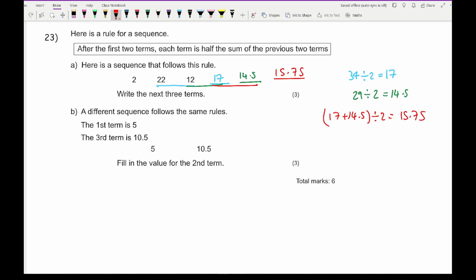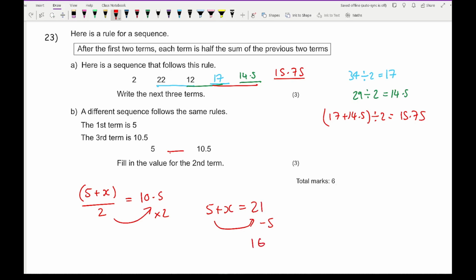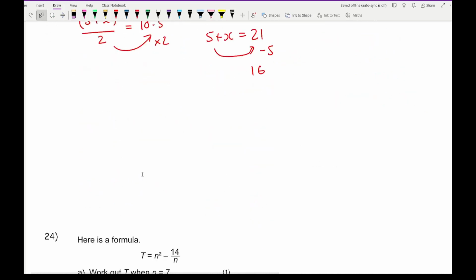For B, it says that a different sequence follows the same rule. The first term is 5, the third term is 10.5. Find the second term of the sequence. So here what we've got is 5 plus a mystery number, which I'm going to call x, and if we divide that by 2, I get an answer of 10.5. So what I want to do is solve this equation. I take the 2 over by multiplying by 2, so I get 5 plus x is going to equal 21. I then take away the 5, and 21 take away 5 is 16. So the missing number, or the second term, is going to equal 16.